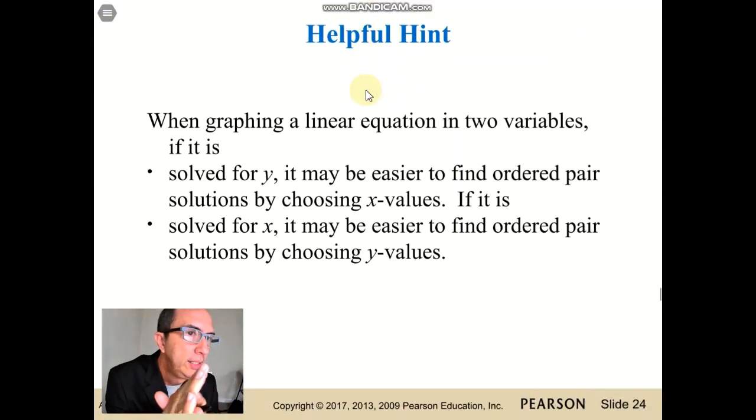A helpful hint here: when you're graphing a linear equation in two variables, if it is solved for y, it may be easier to find order pair solutions by choosing x values. If we solve it for x, it may be easier to find order pair solutions by choosing y values. So we've done assuming values for x, but you can also do the same thing, assuming values for y and finding x.